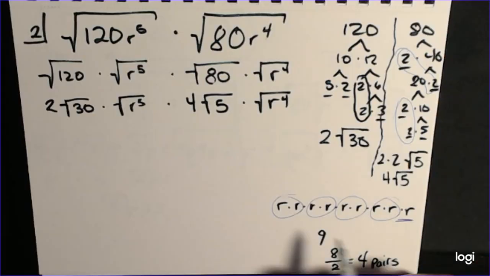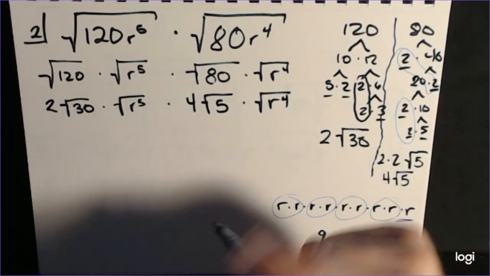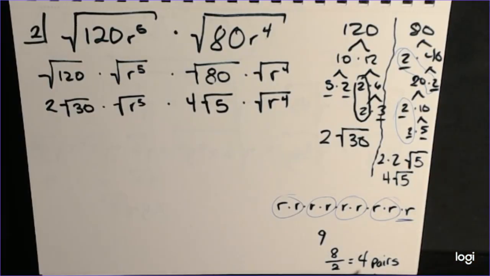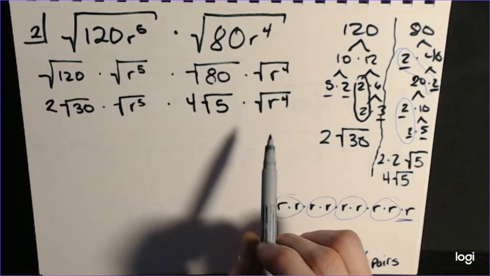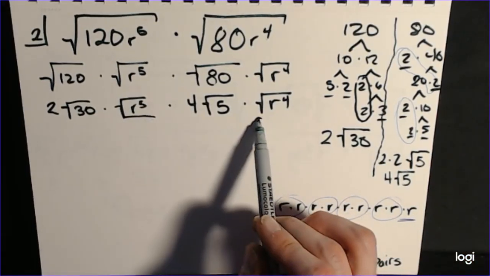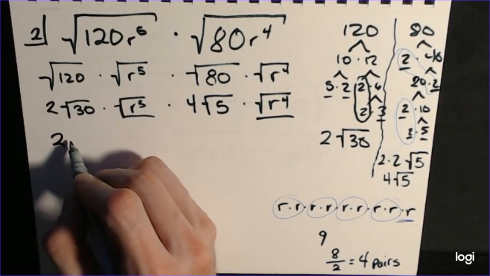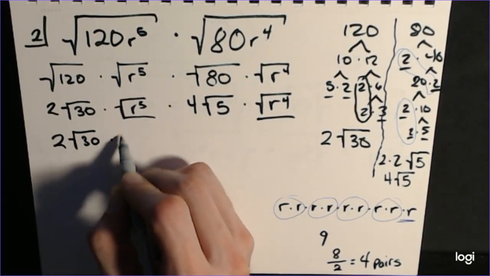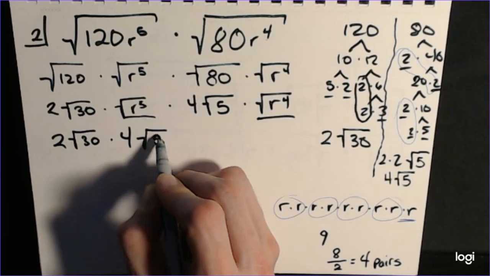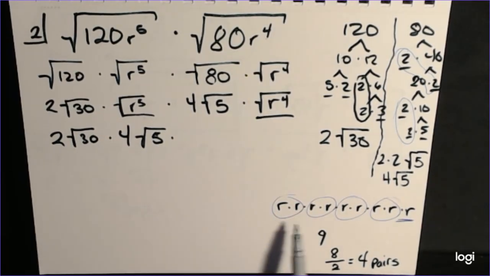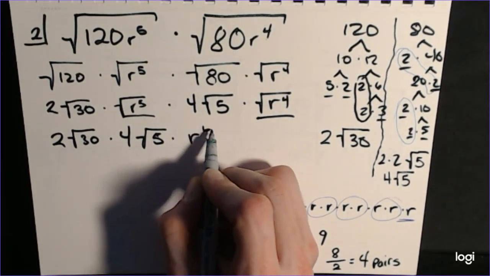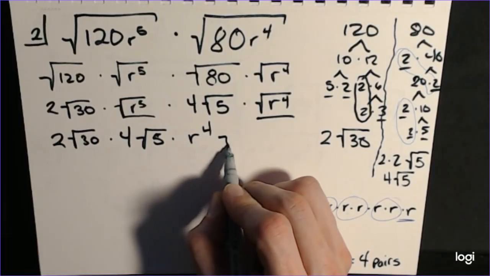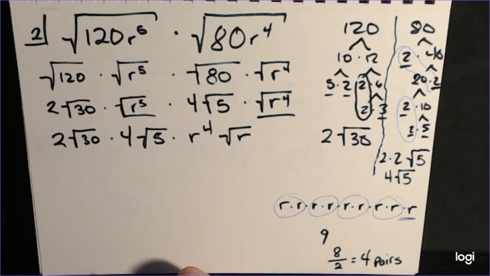And remember, for each pair within a radical, we can remove a single one of them. So we have these 4 pairs, and then there's 1 left over, right? That's what we're seeing right here. And remember, this is all 9 of them, so we're working with both of these. I'm going to rewrite here 2 times the square root of 30 times 4 times the square root of 5 times, we removed 4 r's, so that's r to the 4th power, times the square root of r. Okay.